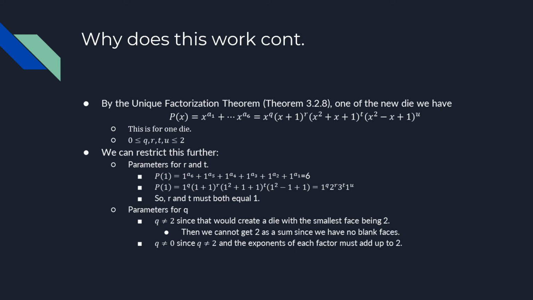Let's look at it with our unique factorization here. We're going to input 1, so we have 1 to the q power times 2 to the r power times 3 to the t power times 1 to the u power. And we want that to be equal to 6 again. And the only way that's possible is if r and t both equal 1. So r and t must both equal 1.